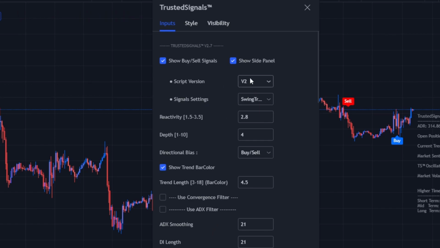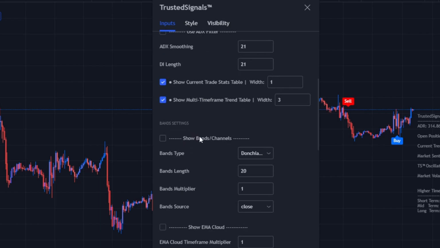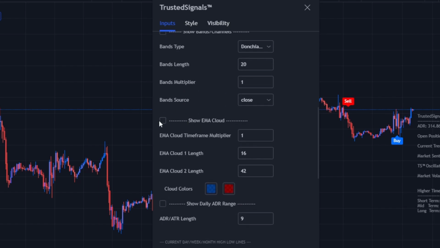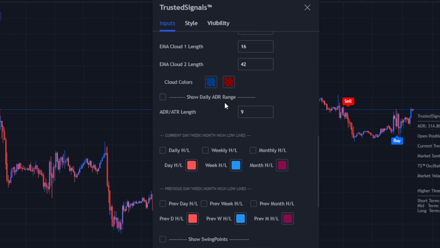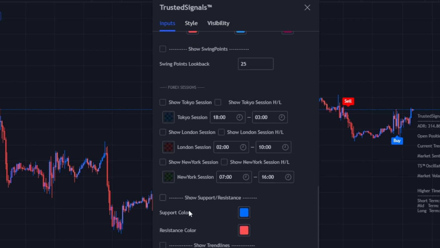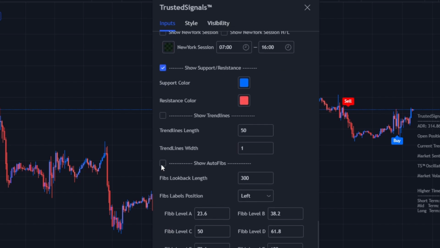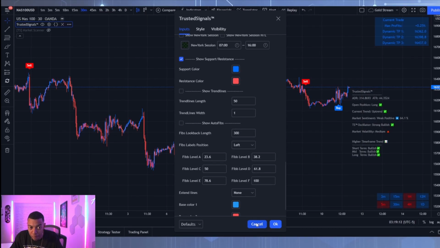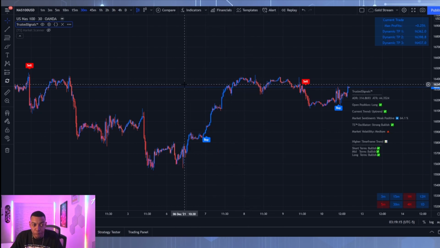The settings that you're seeing right now are the V2 settings, and they are on the swing trading setting. Keep in mind that trusted signals is fully customizable. You can change it to see more signals, less signals. They have different types of bands. You can show EMA cloud if you would like. You can show the average directional range. You can show daily highs, monthly highs, weekly highs. You can even see the sessions and highlight the session. Support, resistance, auto trend lines, auto Fibonacci. These are a bunch of added tools to help you gain focus and get a grip on the market.